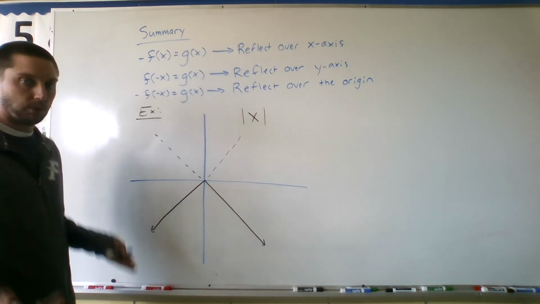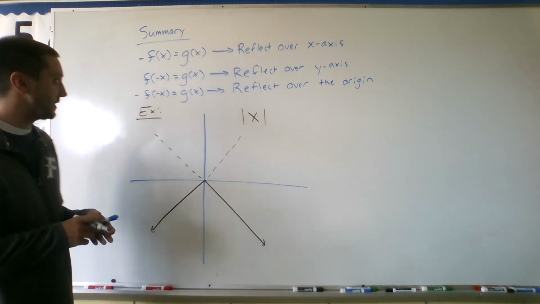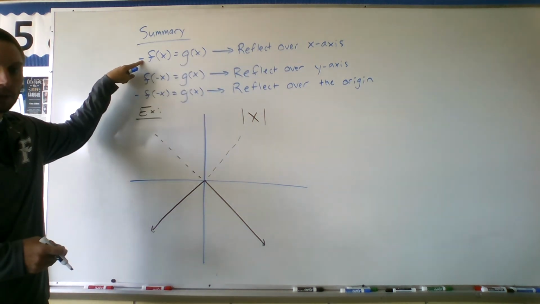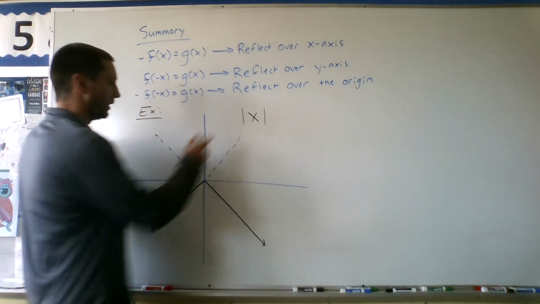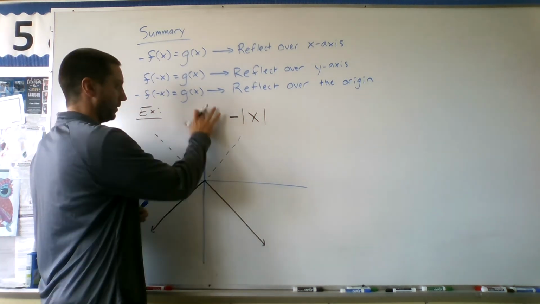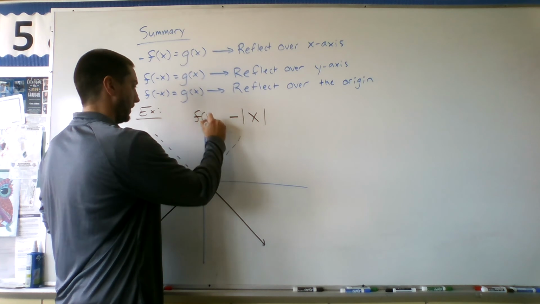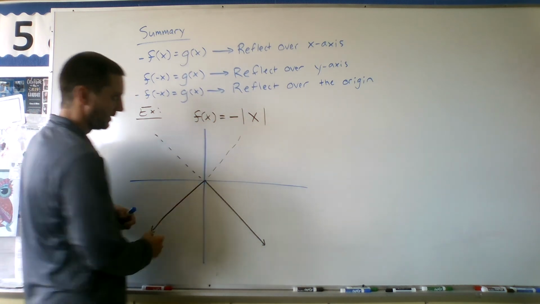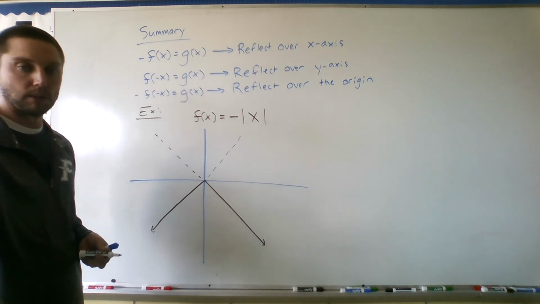So what do I do to my function to reflect over the x-axis? Well, reflecting over the x-axis, I'm going to take a negative and throw it out in front of the entire function. And so in this case, I'm just going to throw a negative there. And so this is my new function. So this black curve is f of x equals negative absolute value of x.